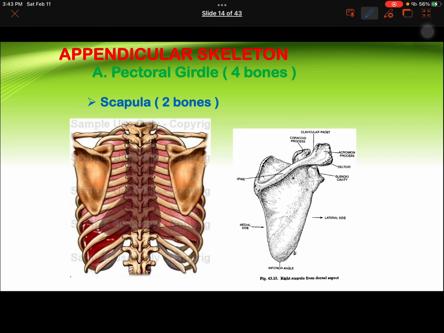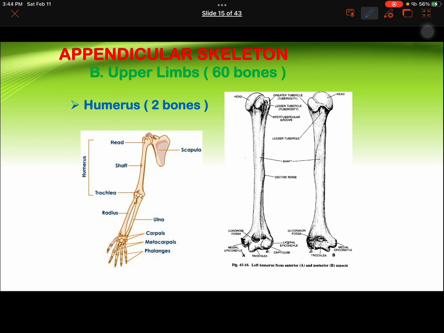You have the pectoral girdle, which comprises 4 bones, and your scapula, found at the back, your wing bones, are composed of 2 bones, the left and the right. Next, you have the upper limbs, the appendicular skeleton, which is comprised of 60 bones. We have the humerus too, because that's also left and right.